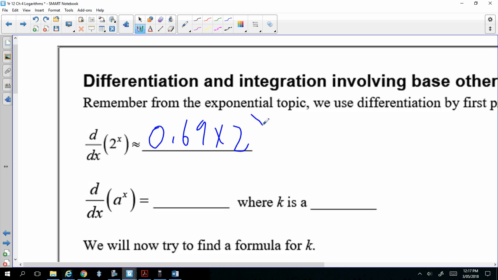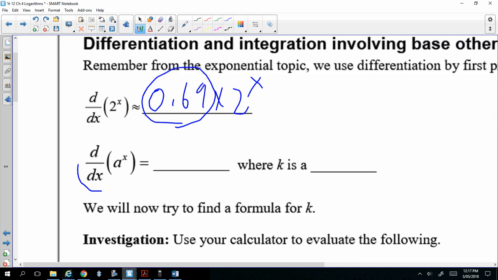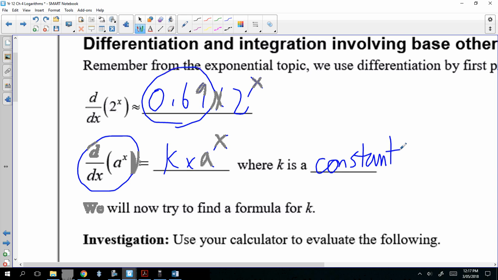So in general, when we differentiate a base other than e, you'll get a constant k times a to the power x, where k is a constant. And the reason why we use e is because that constant is 1. So when we differentiate e to the power x, it's just 1 times e to the power x, isn't it? So today we want to find a formula for k. There's actually a formula for k. We'll now try to find it.